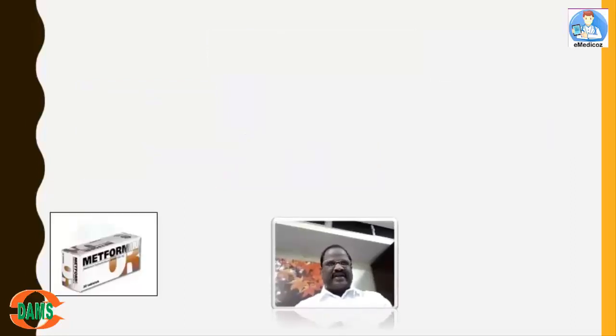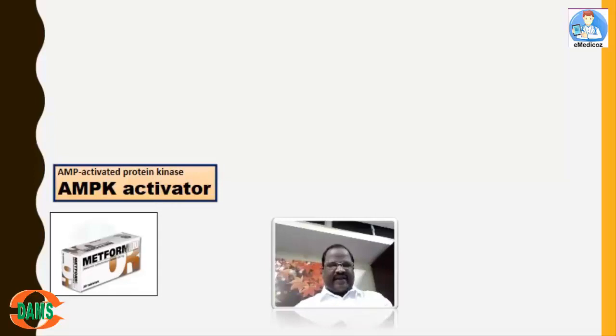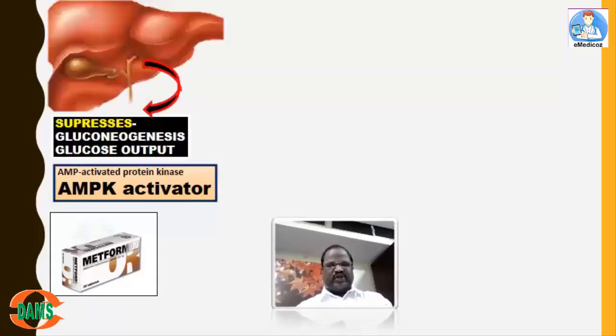Now we are going to discuss first the mechanism of action of metformin. Remember, it's a very important slide. Listen sincerely. Metformin's mechanism of action is that it activates AMP activated protein kinase. By activating AMP activated protein kinase, it causes the most important action in the liver: it suppresses gluconeogenesis, thereby reducing glucose output. So the most important mechanism of action of biguanide is suppressing glucose output from the liver. It's the main mechanism of action.